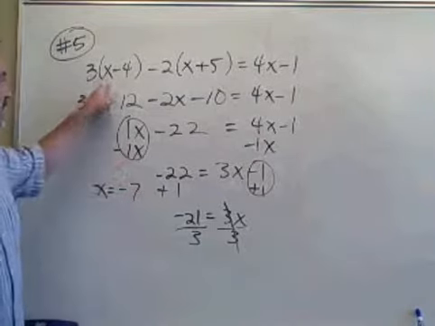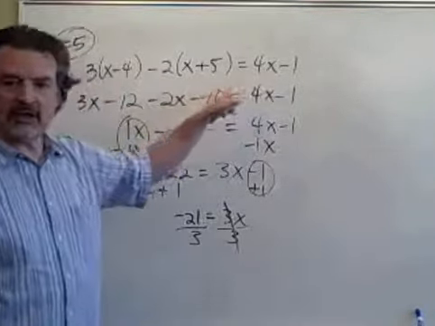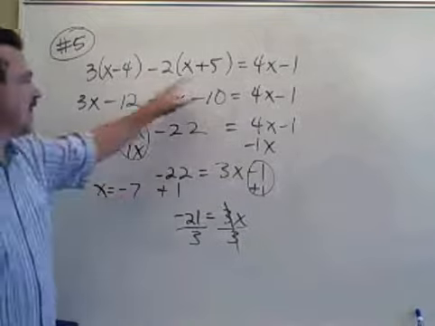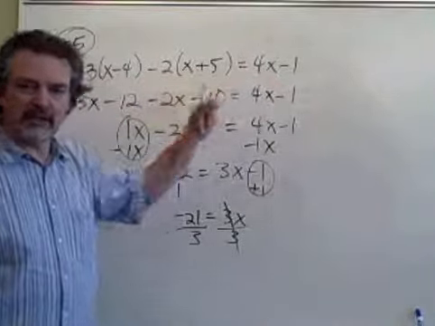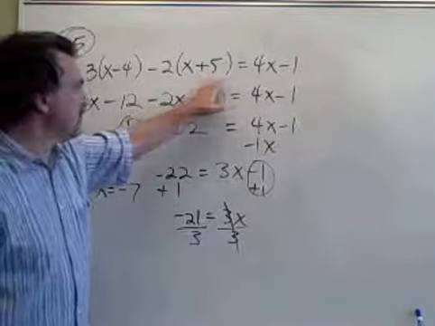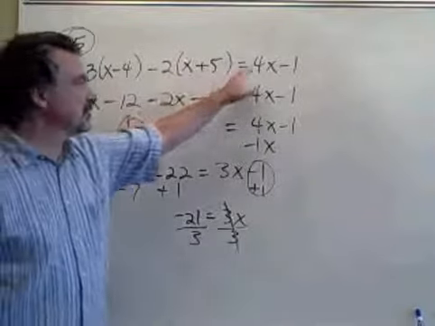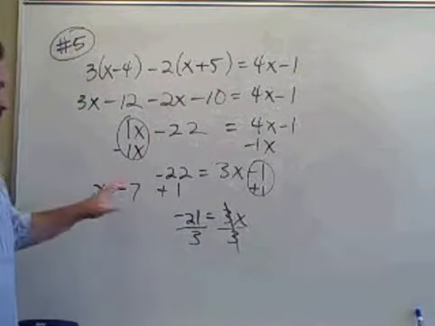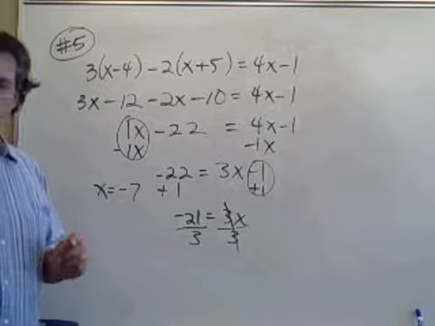So if we were to take negative 7 and put it everywhere we have an x, and then evaluate the newly created arithmetic expressions, the value of this expression would be equal to the value of that expression. That's what it means to have found the solution to an equation.